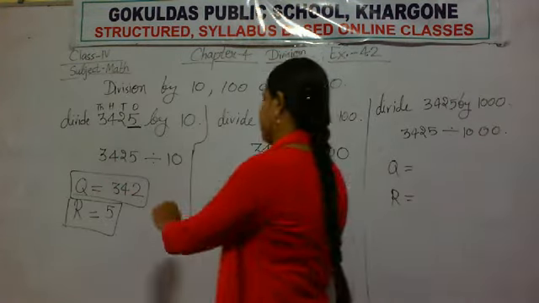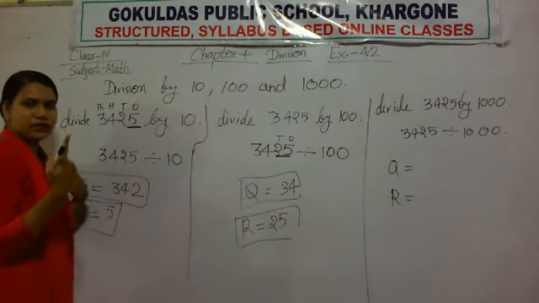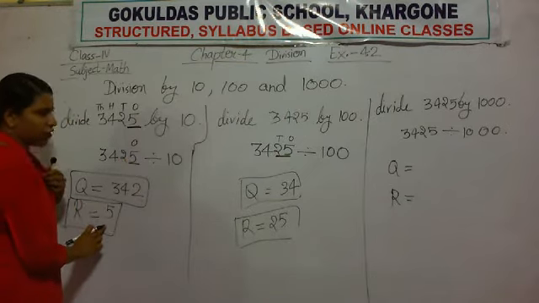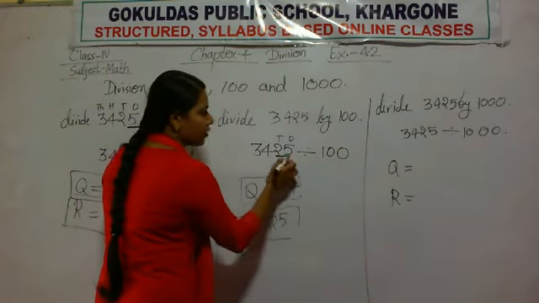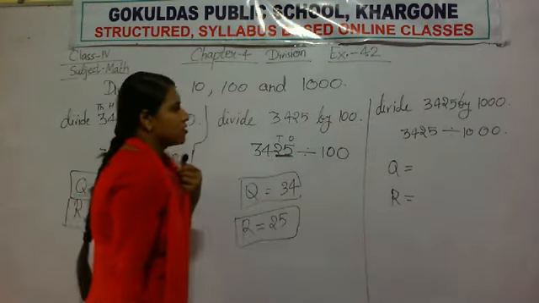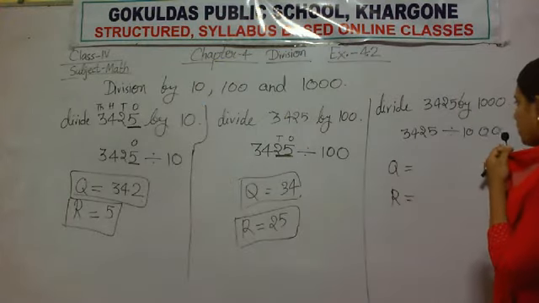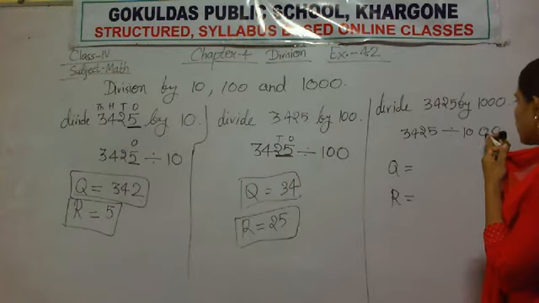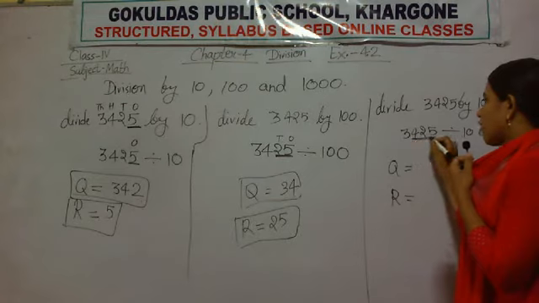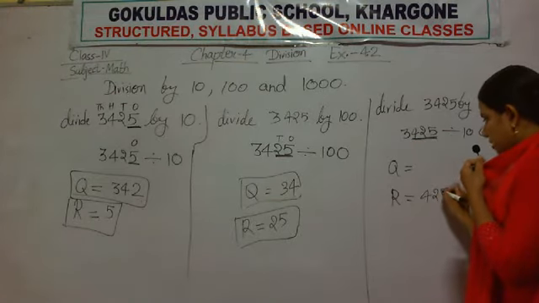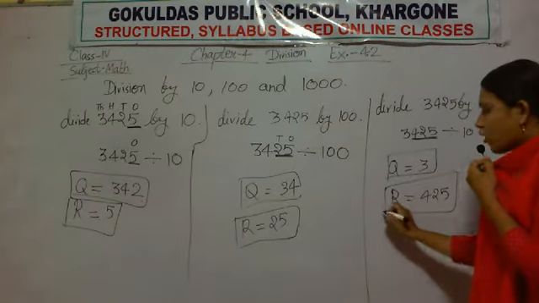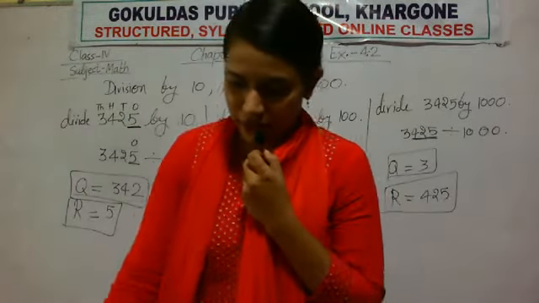So as in 10, observe here, in 10 only one 0 was there, so the digit at ones place was the remainder. In 100, two zeros were there, so the last two digits, ones and tens, were your remainder, right? So when we divide any number by 1000, in 1000 there are 3 zeros, so the last three digits of the given number will be your remainder, and the remaining number will be your quotient. I hope you understand the trick very well.